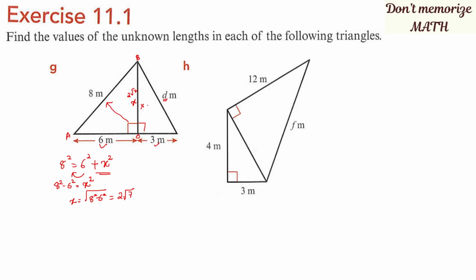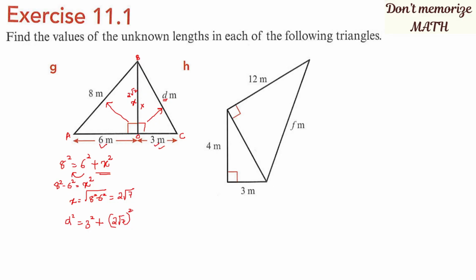Now you have another right angle triangle. I am naming here as C. So consider the triangle CBO, in which opposite of 90 degree is hypotenuse. So hypotenuse here is, sorry, it is not 9, it is D, right? Hypotenuse is opposite of 90 degree. So here opposite of 90 degree is D. So D square equal to base square, base is 3, so 3 square plus height is 2 root 7, 2 root 7 square.